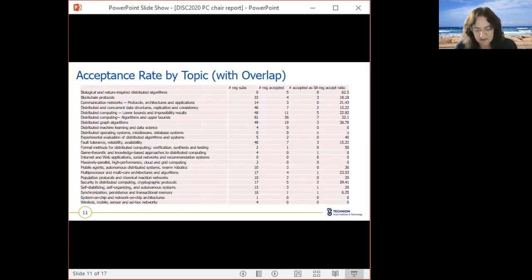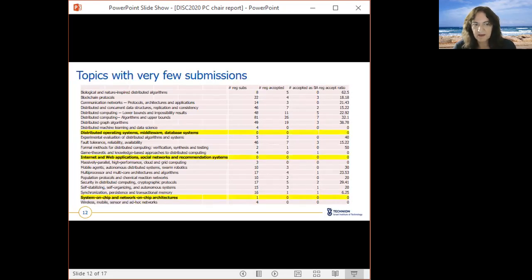Here are the full statistics regarding regular submissions and acceptance rates. Note that many papers selected more than one topic for themselves, so they are counted in several rows in this table. Some interesting points to notice: first, there are topics that have very few submissions, virtually none, and I suspect this is not a recent phenomenon. These topics are distributed operating systems, middleware and database systems, internet and web applications, social networks and recommendation systems, and system on chip and network on chip architectures. Let me emphasize that this happens despite the fact that the program committee had people whose expertise and preference was in these areas.